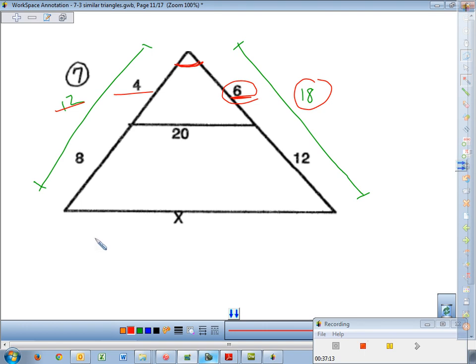What's my scale factor? Don't just put a 3. It needs to be a fraction. 3 over 1 is my scale factor. Let's find x. What does x correspond with? So x over 20 or 20 over x?